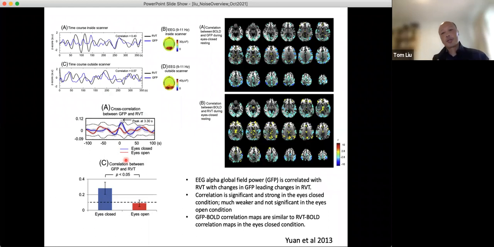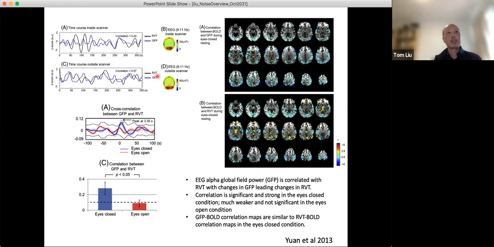And so now I'm going to try to start tying together different things. We've talked about things separately: RV, motion, global signal, EEG, fMRI. So this is a very important study done by Yuan and others in 2013, where they showed that if you looked at RVT, shown here in black, and you also measure EEG-fMRI, the global field power here in the alpha band, you see a very strong correlation between those two.